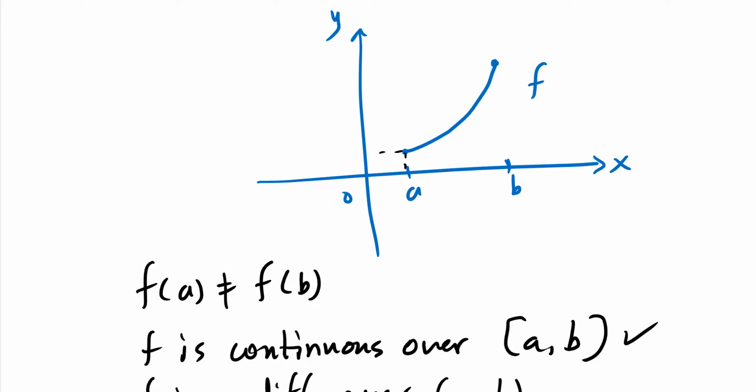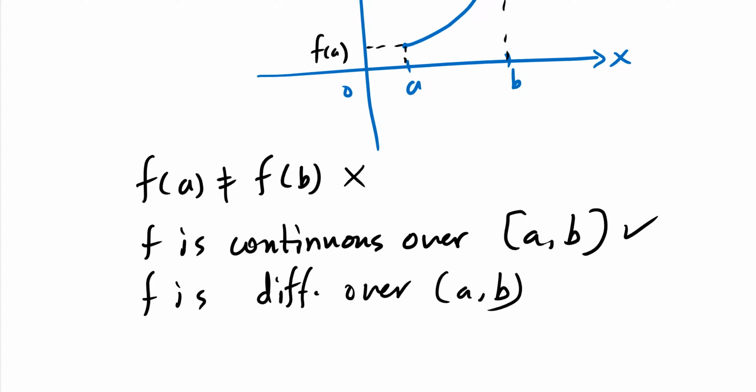Watch why. F of A is here. I didn't see it right away. And f of B is there. They're not the same. So this condition failed to work, and hence the whole theorem failed to work. But continuity and differentiability, both conditions are met. So that's okay.